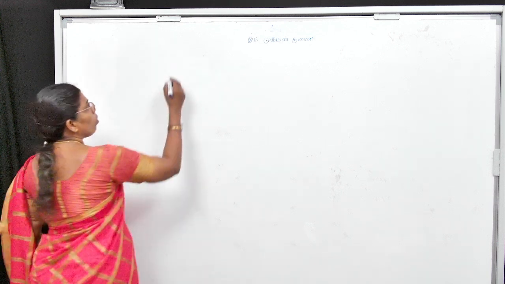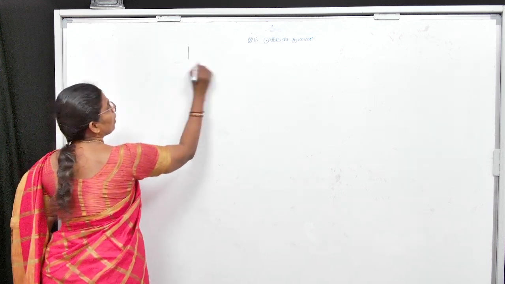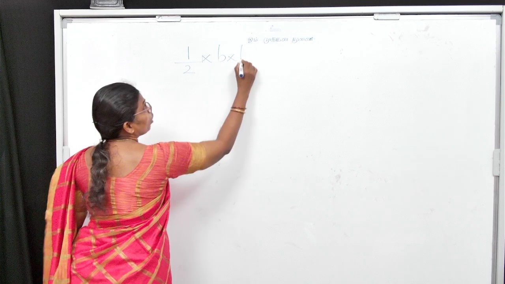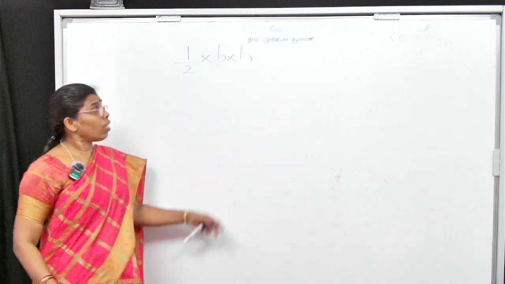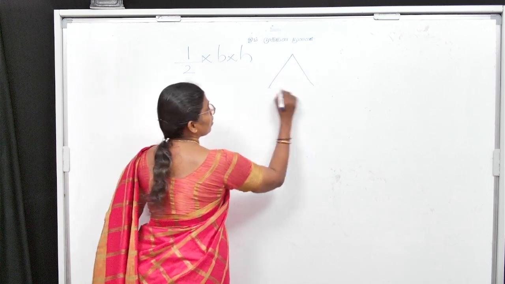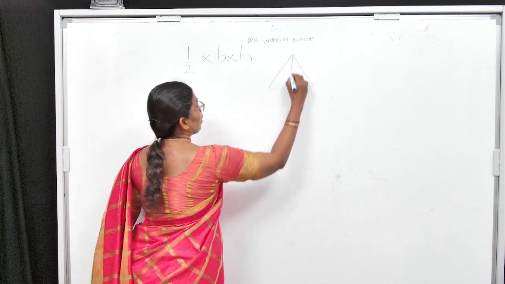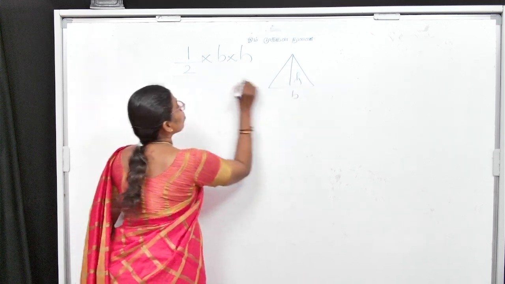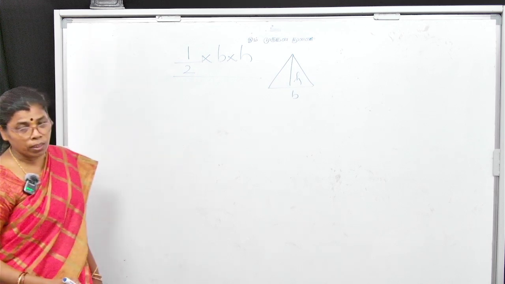Let us see how to find the area of a triangle. You already know the formula, half into B into H, which you would have learnt in earlier classes. B is the base of the triangle and H is the height of the triangle. This is H and this is B. So we used to use the formula half into B into H.